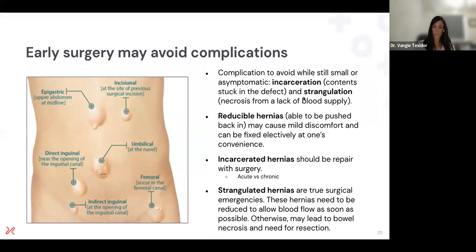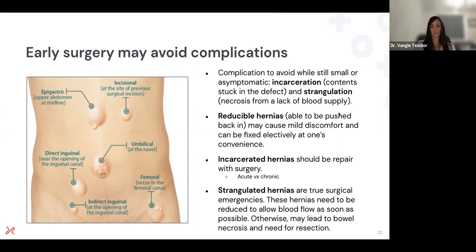When they have chronic incarceration, though, they might tell you, oh, I always have a small lump that doesn't change, doesn't bother me, and suddenly I sneezed today, and now the bulge became bigger, and now my skin is red, I have a lot of pain, you touch it, it's really tense. So that's an acute over chronic incarceration, and that's where you fear the incarceration might become a strangulation.